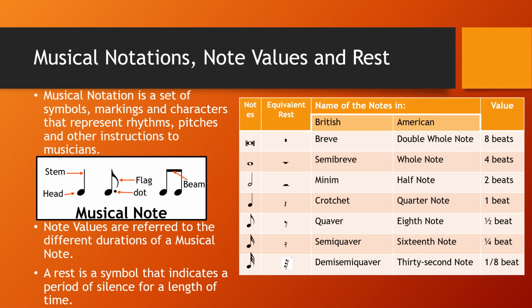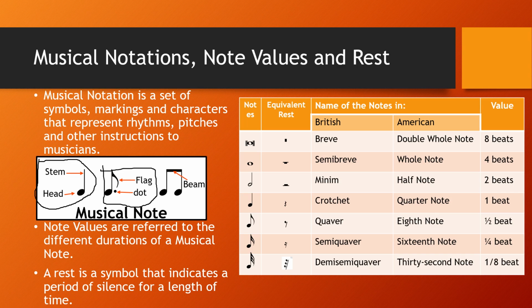Musical notations, note values, and rests. Musical notation is a set of symbols, markings, and characters that represent rhythms, pitches, and other instructions to musicians. This is a note called a crotchet. A crotchet has a stem and a head. This is a quaver. A quaver has a head, a stem, and a flag.